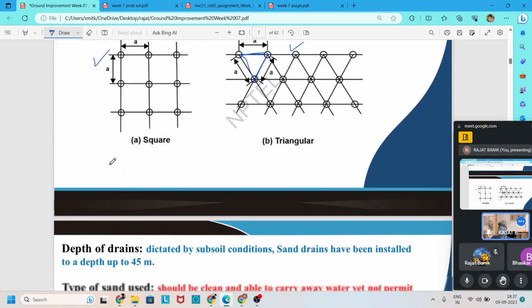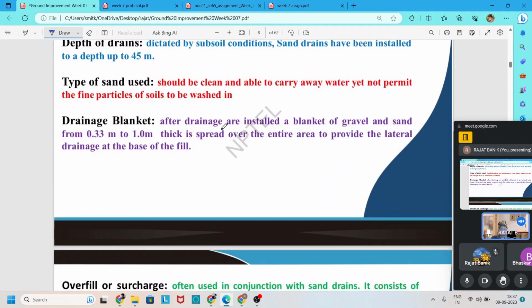At the junction between the preloads and the vertical drains, we apply this drainage blanket. It is said that after the drains are installed, a blanket of gravel and sand from 0.33 meter to 1 meter thickness is spread over the entire area to provide lateral drainage at the base of the fill. The same thing is told here: at the junction of the preloads, we apply this drainage blanket.